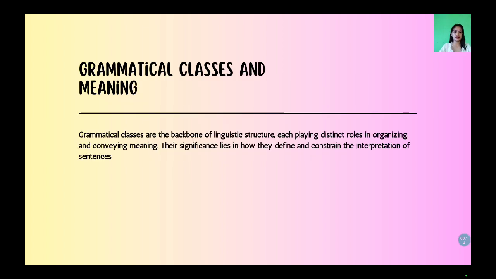First, I am going to discuss the first part of grammar and meaning, which is the grammatical classes and meaning. Grammatical classes are the backbone of linguistic structure, each playing distinct roles in organizing and conveying meaning. Their significance lies in how they define and constrain the interpretation of sentences.